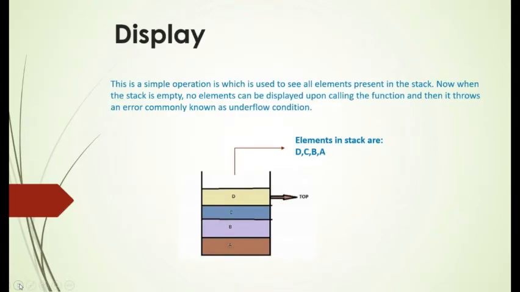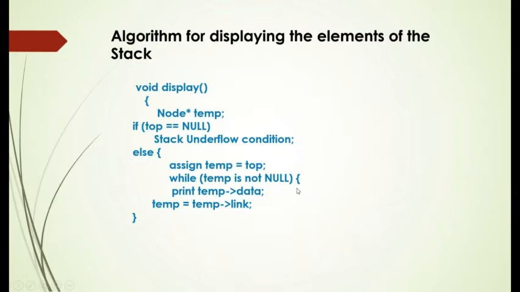The next operation in our list is display. Display is a simple function which enables us to view all the elements of a stack. Currently, there are 4 elements in the stack, and if you implement the display function, it would give you the elements in it, that is D, C, B, and A.